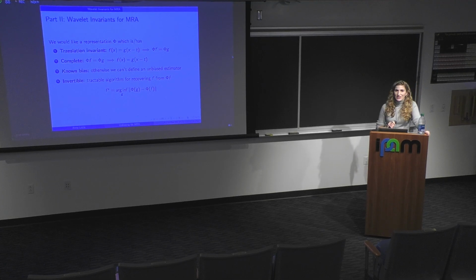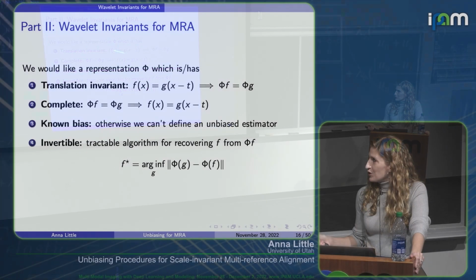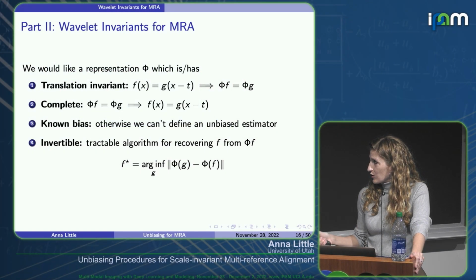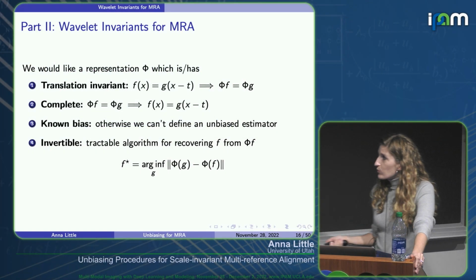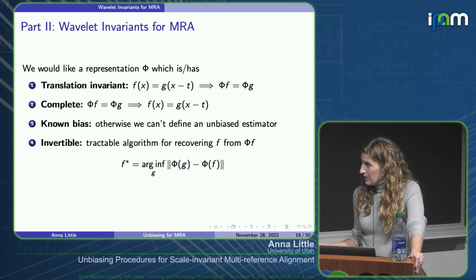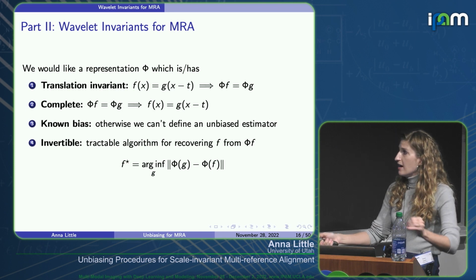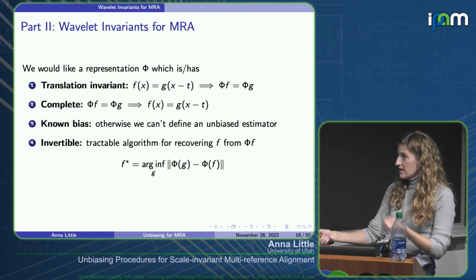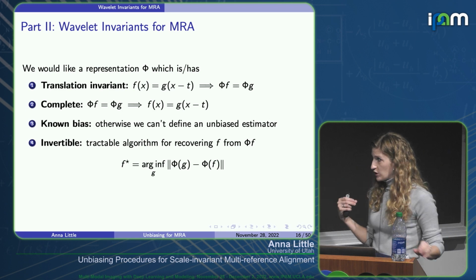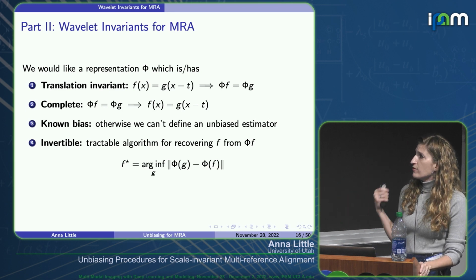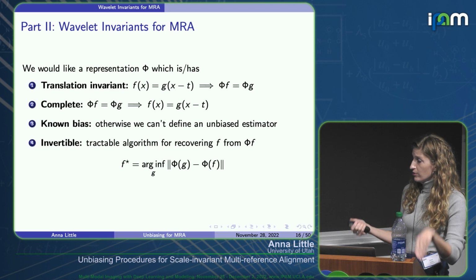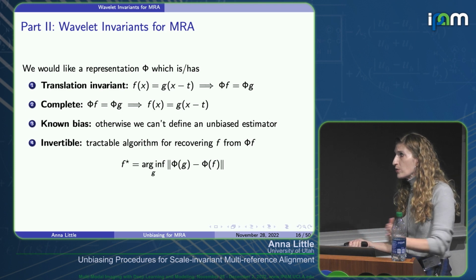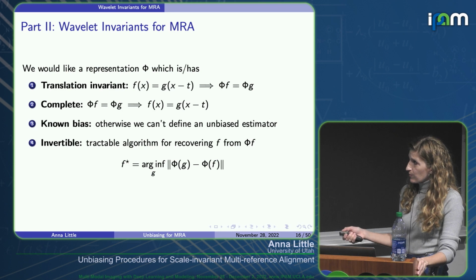First of all, it would be translation invariant. So that's non-negotiable, right? If F and G are translates of each other, then the features should be exactly the same. The second thing we would like is for the representation to be complete, meaning if the features of two signals match, then the signals are translates of each other. We would like for the bias to be computable, so we want a known bias so that we can try to remove the effect of the bias from the representation.